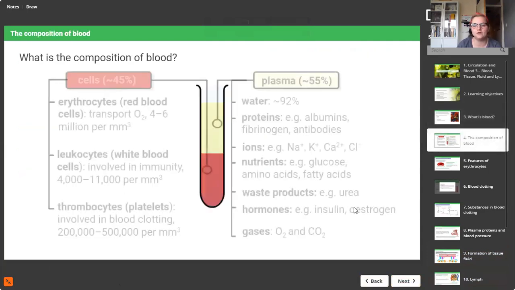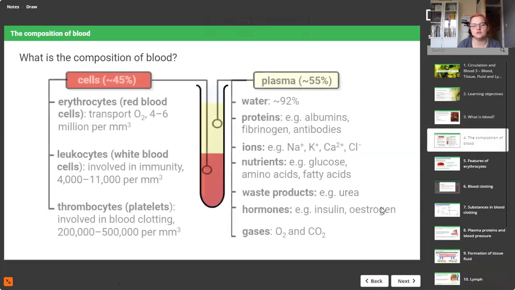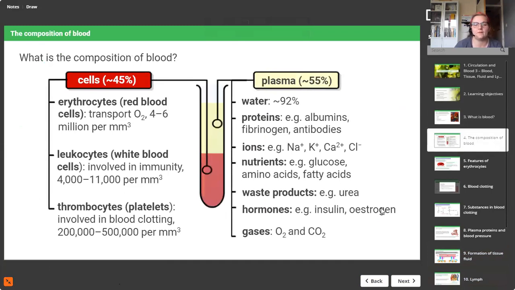So what is in blood? Again, just a quick recap from GCSE. 45% of our blood is made up of cells. That can be red blood cells, also known as erythrocytes. These transport oxygen, and we have 4 to 6 million per millimeter cubed. We have leukocytes, white blood cells, and these are involved in immunity, and we have 4,000 to 11,000 per millimeter cubed. And then finally, thrombocytes, which are platelets, and these are involved in blood clotting. We have 200,000 to 500,000 per millimeter cubed.